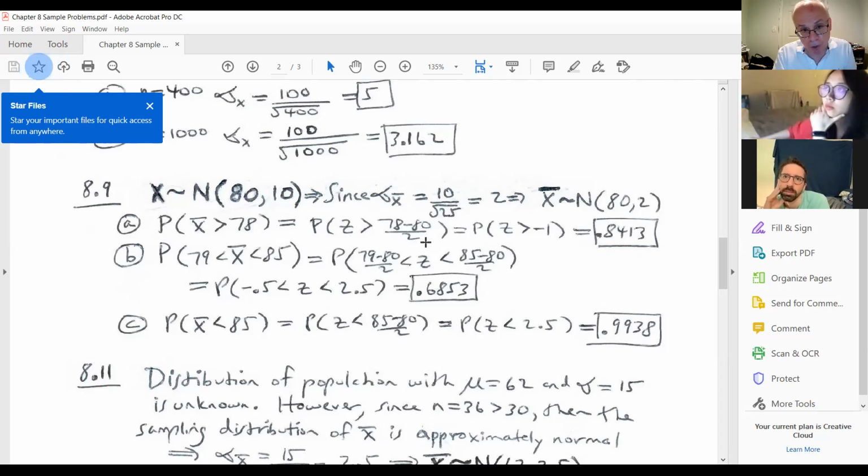Now you don't have to do it this way. I'm just showing you that once you establish that the sampling distribution is normal, has a mean of 80 and standard deviation of 2, then you can convert this X bar to what? A Z.